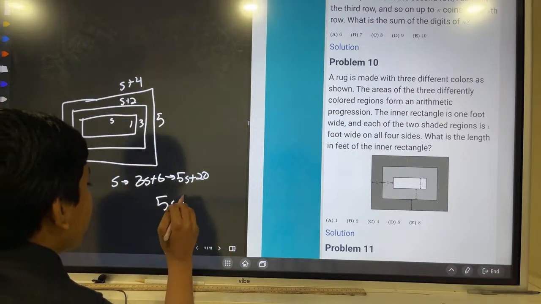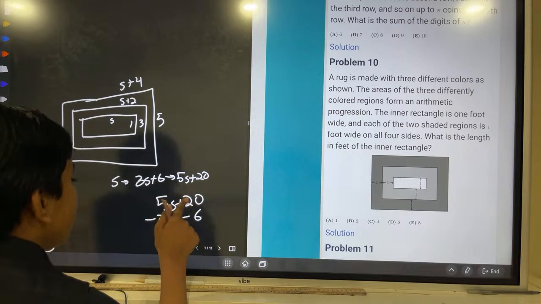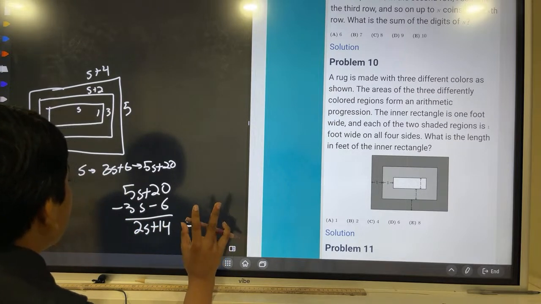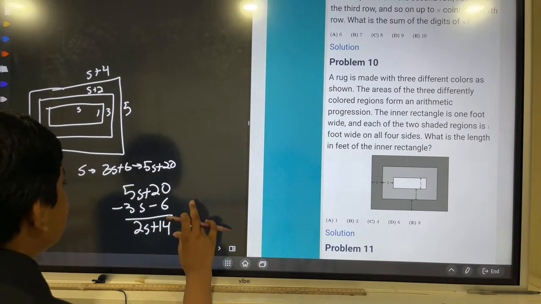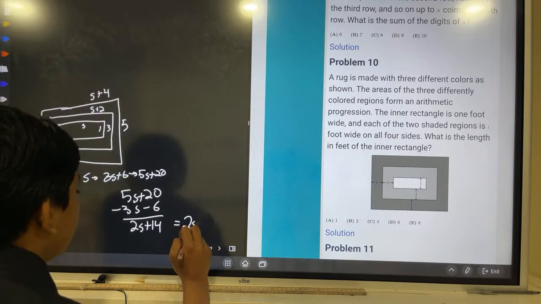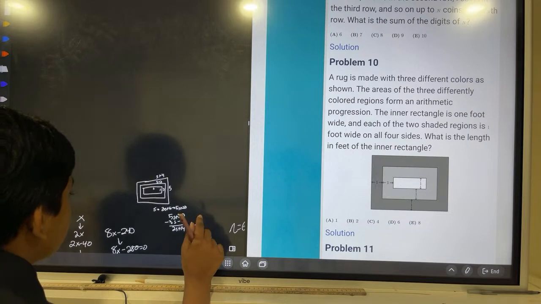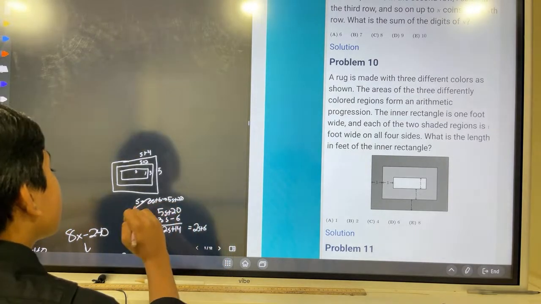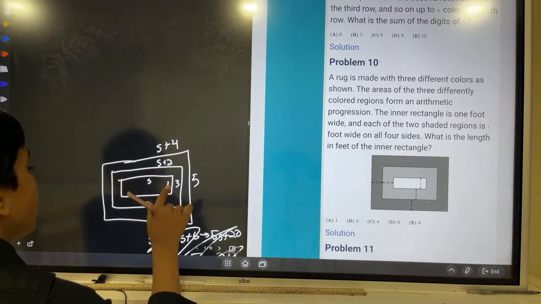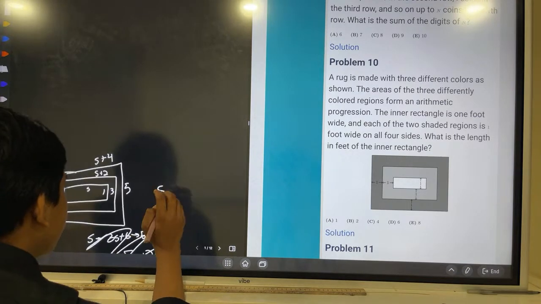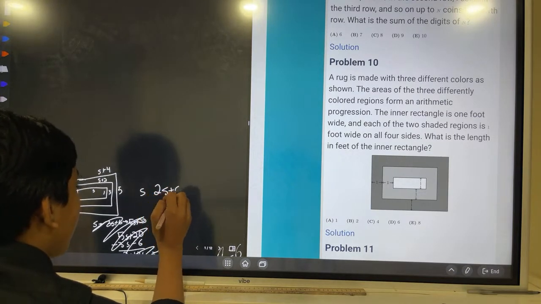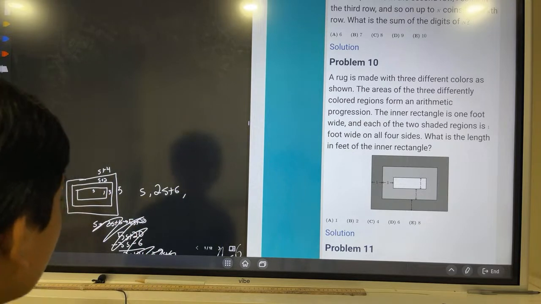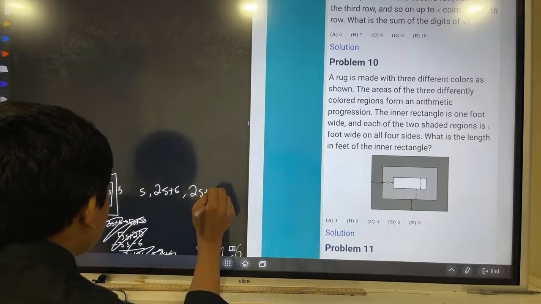So 5S plus 20 minus 3S minus 6 is equal to 2S plus 14. This has to be equal to the difference between 3S plus 6 and S, which is 2S plus 6. That doesn't make any sense. Oh, the areas of the 3 differently colored regions. So, okay. So S, then the second region is going to be 2S plus 6, because we subtract. Then the third region is going to be 5S plus 20 minus 3S plus 6, which is 2S plus 14.